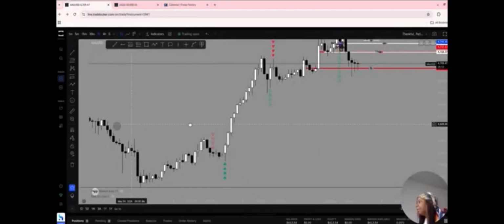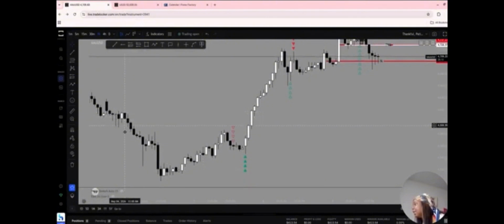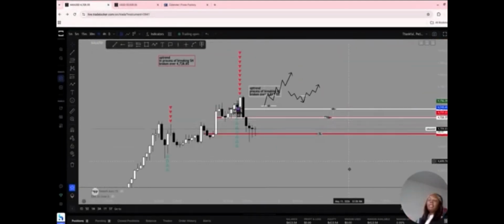But sometimes it doesn't, it may be like this. It may indicate, grab liquidity, you know what I'm saying? So I love when it does it nice and quick. But yeah, so that was my setup and the trade that I took today.